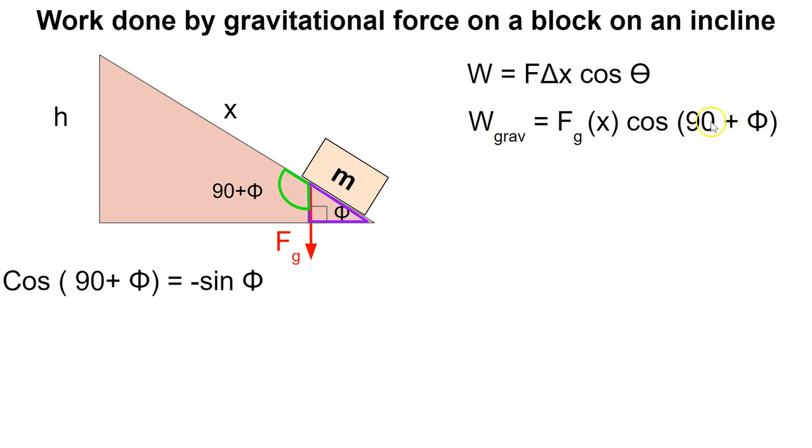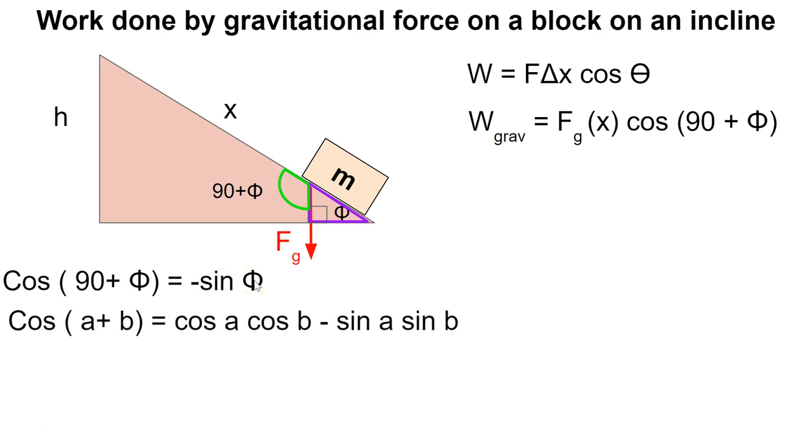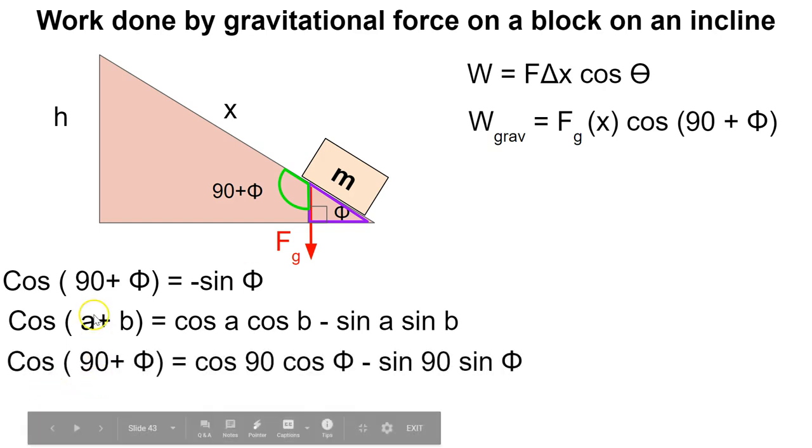If you apply your trigonometry identities, then you know that cos of 90 plus phi is equal to minus sine of phi. Where do I get that again? Okay, let's look at this identity from pure maths. I think most of you should remember this. Cos of A plus B is cos A cos B minus sin A sin B. Now in this case my A is 90 degrees and my B is phi.